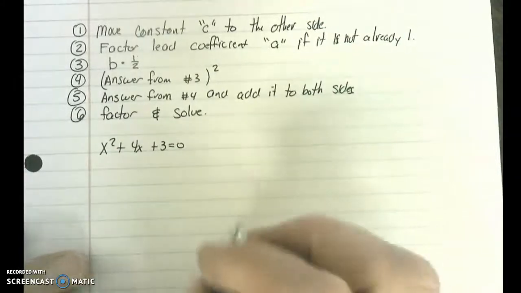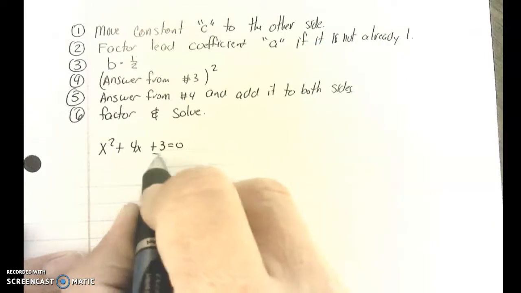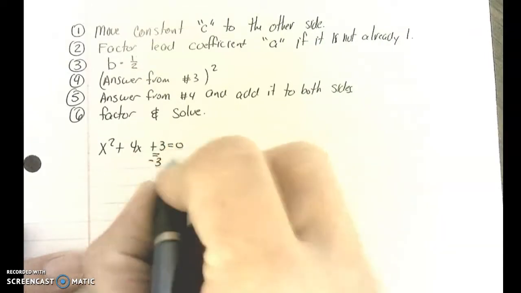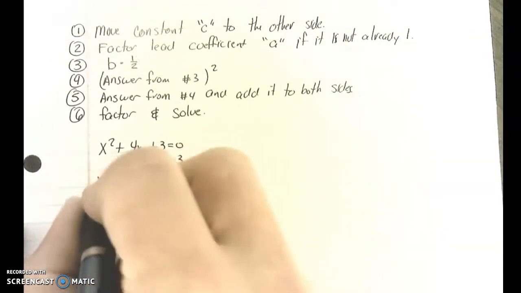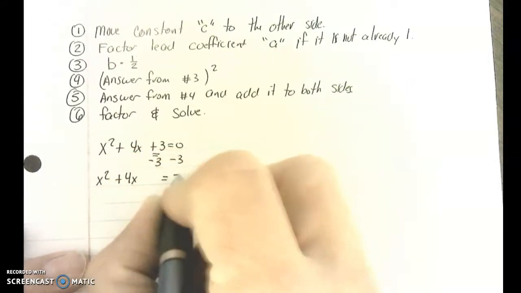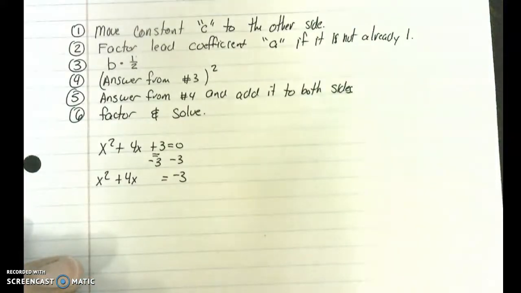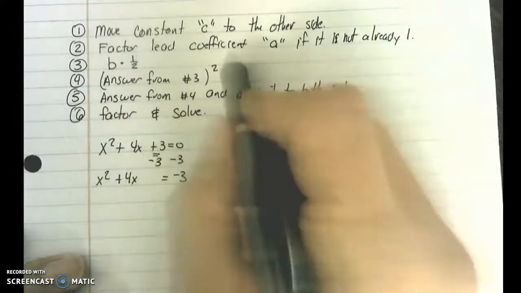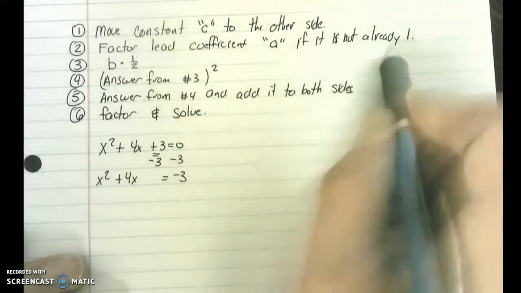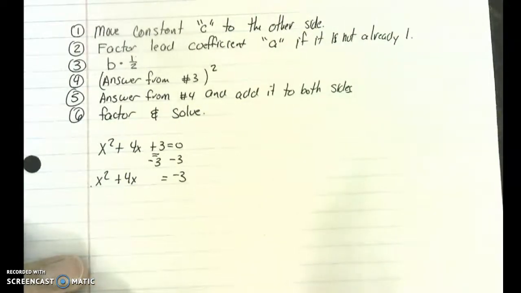All right, so move the constant c to the other side. This is the c I'm talking about. So I'm going to minus 3 to both sides. So I'm going to get x squared plus 4x is equal to negative 3. Okay? So then the next one says, factor lead coefficient A if it is not already 1. Well, our lead coefficient is 1, so I don't need to worry about doing step number 2.